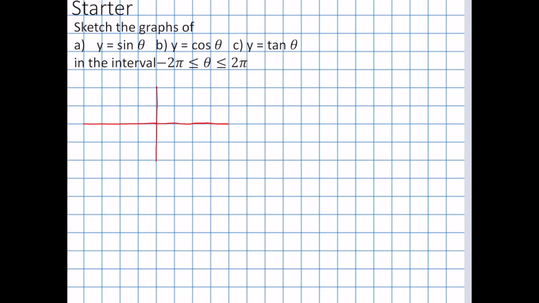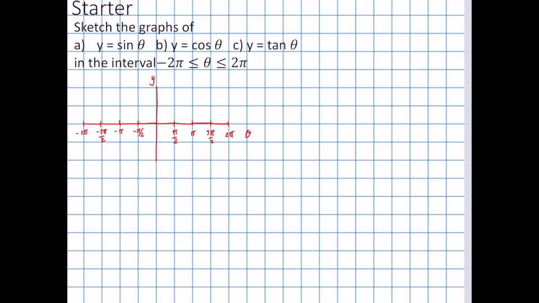We're interested in the values that are here, which is pi over 2, pi, 3 pi over 2, and 2 pi in the positive theta axis. This is our y-axis up here. So this would be minus pi over 2. This will be minus pi, minus 3 pi over 2, and then minus 2 pi.